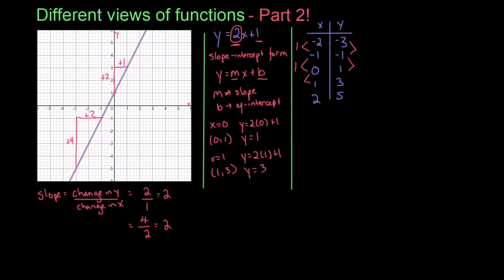The difference between 0 and 1 is 1. So every time we go over by 1 in x, let's see what happens with our y. To go from negative 3 to negative 1, that's plus 2. This is also plus 2.